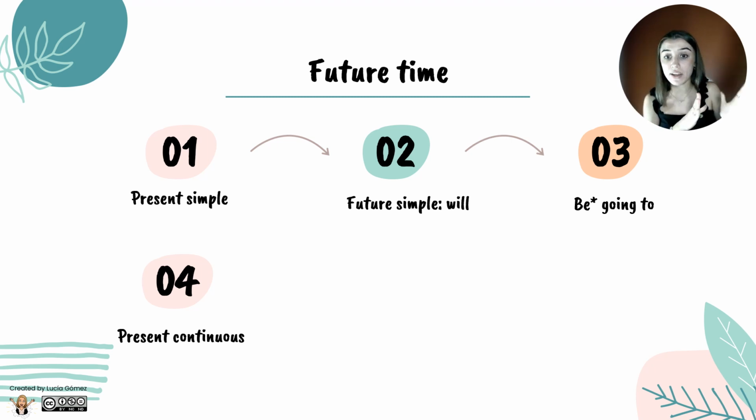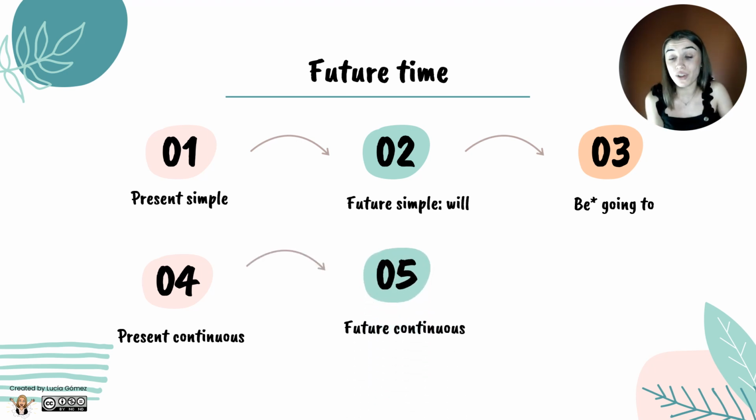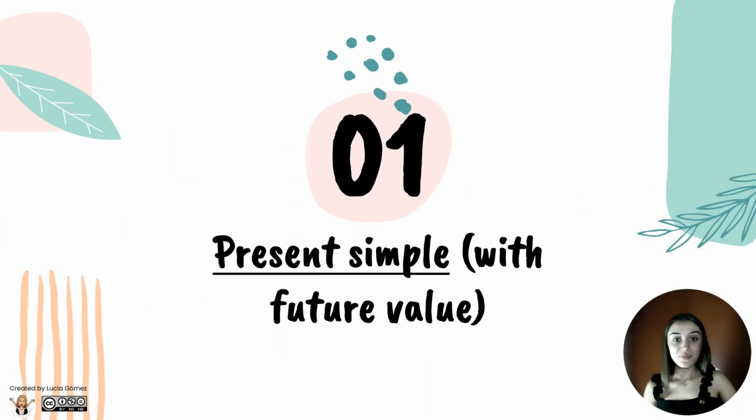And in this video, I'll cover from 1 to 4, but in future videos, I'll explain the future continuous, that it's also a quite common and well-known construction in English, as well as the future perfect, that it's also quite common, but a bit more complex. So let's get the ball rolling, and first we need to start working with present simple, as I mentioned before, with a future value. Why do I mention that?